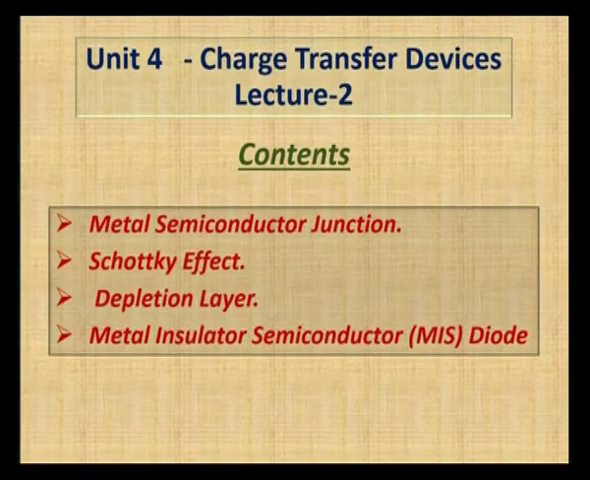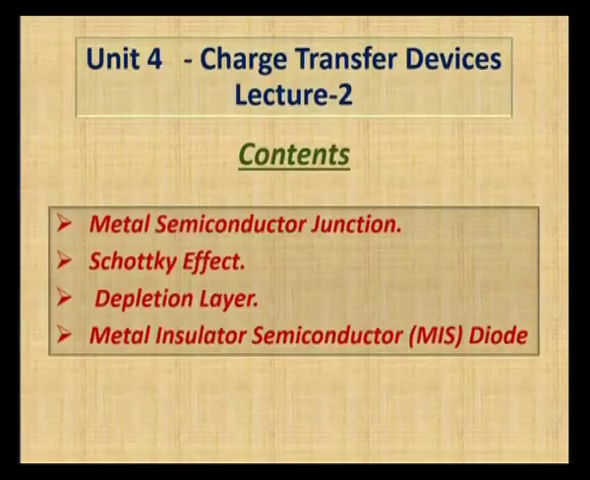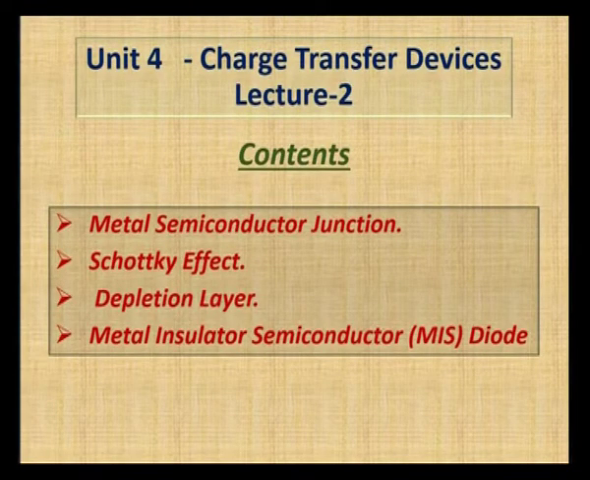The topics that we are going to discuss in unit 4 are metal semiconductor junction, that is MS junction, how the MS junction energy diagrams and the characteristics, how the barrier is going to form in MS junction, all these things we are going to study in MS junction, and the Schottky effect, the depletion layer, and the metal insulator semiconductor diode, that is MIS diode.